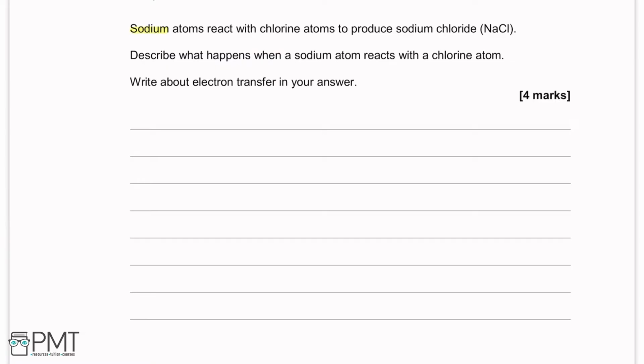Sodium atoms react with chlorine atoms to produce sodium chloride, NaCl. Describe what happens when a sodium atom reacts with a chlorine atom. Write about electron transfer in your answer.